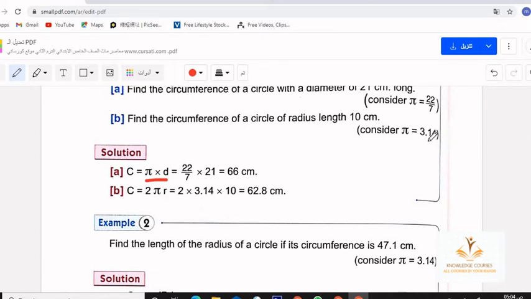C equals 2 pi r equals 2 multiply pi, the constant 3.14, and in this case the radius equals 10. So C equals 2 pi r, and the pi is the constant 3.14, multiply 10.